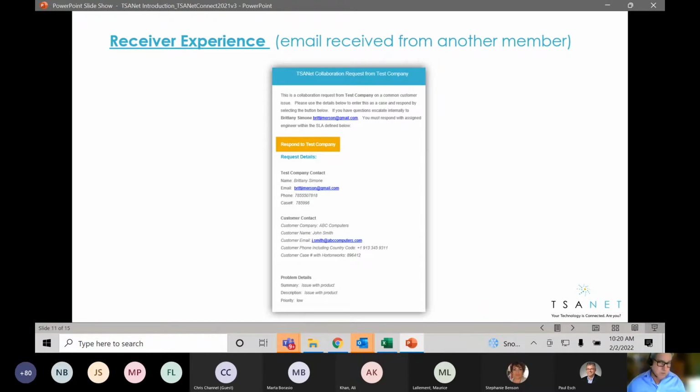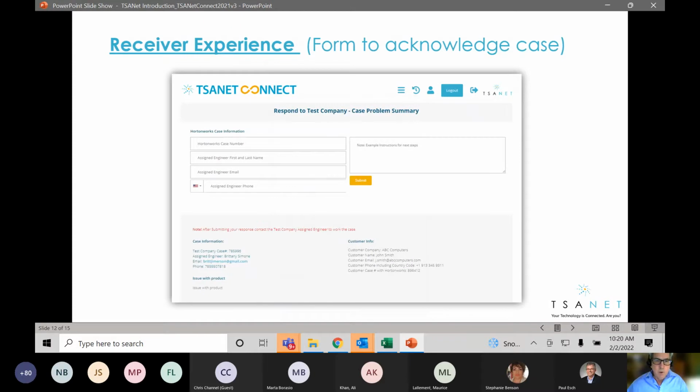A lot of member companies, if they want to do this, can have multiple forms. So if they want to direct certain members one way versus other members another way, you can do that as well. But it's basically going to come in, and they're going to respond on this ticket to say, yeah, I'm going to acknowledge this request, and I'm going to put in whatever my case number is. I'm going to put in the engineer that's going to work the issue, and information about that engineer. And then over here in the notes side, I'm going to say, this is how I want to collaborate with you further. I want you to call me.